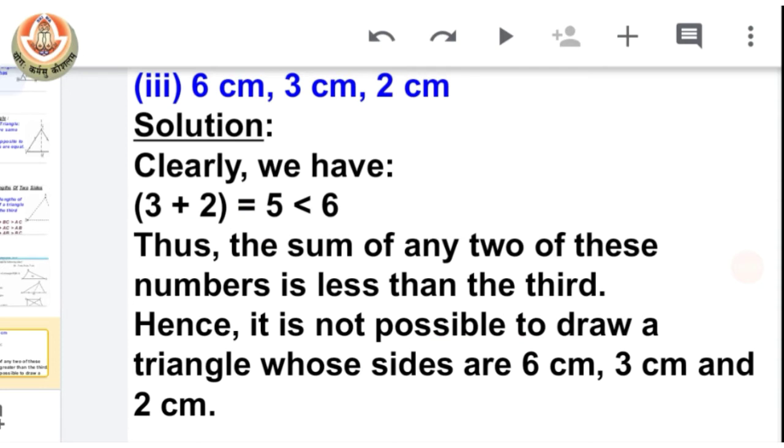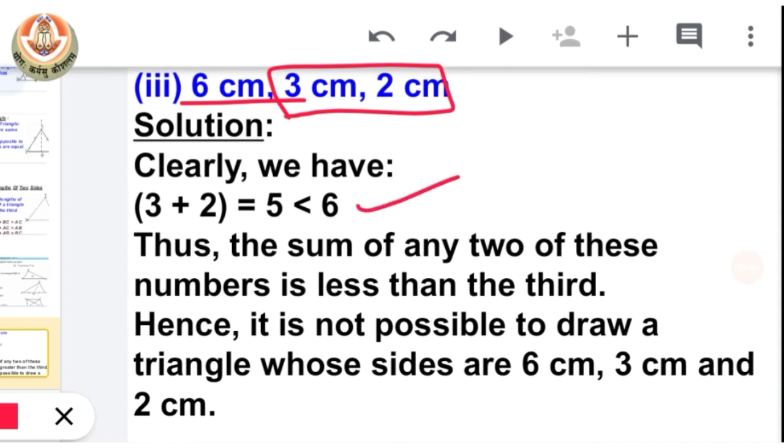See, if we take any two sides and their sum is not greater than the third one, as in the case of 3 and 2, if any one pair of sides is not showing the property of the sum of the triangle, then we can clearly say that such a triangle is not possible. Then we don't have to go through the other two pairs.